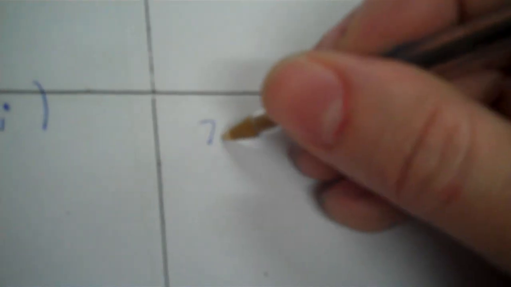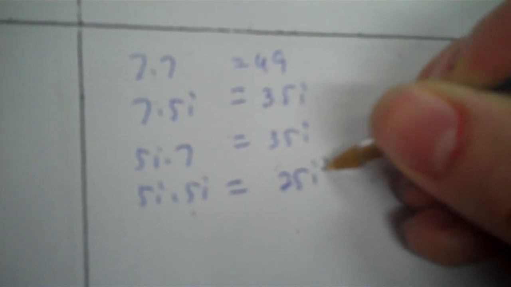Okay, then you do the FOIL method. So, 7 times 7, 7 times 5i, 5i times 7, 5i times 5i. So that's 49. That's 35 with i. This is 35 with i. This is 25 with i to the 2nd power. Get the i to the 2nd power out of there and put negative 1 in. So it's negative 25. So we combine those. That's 24. And these do not add to 0. They add to 70i.